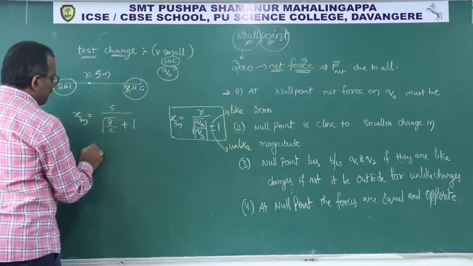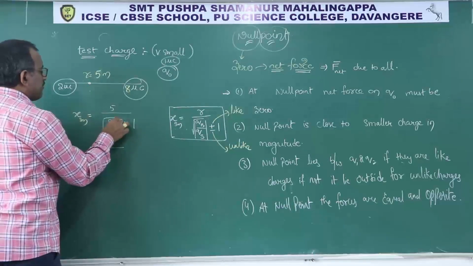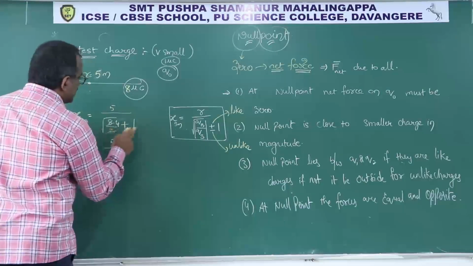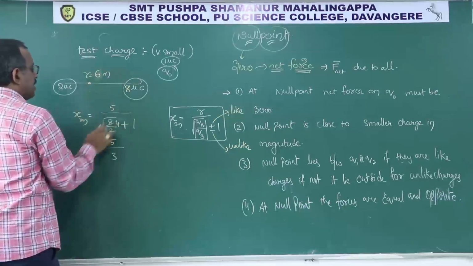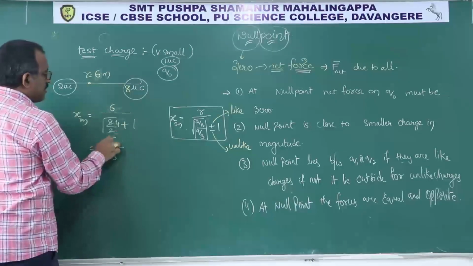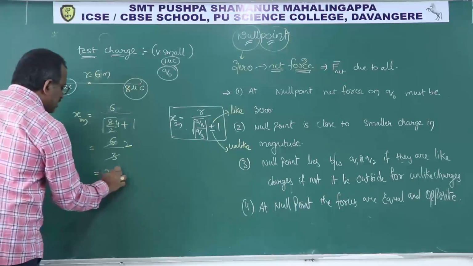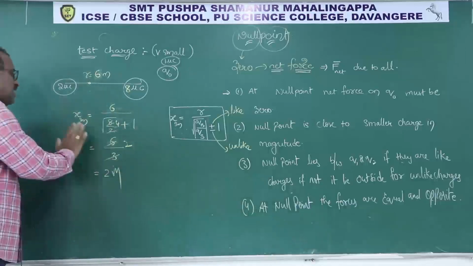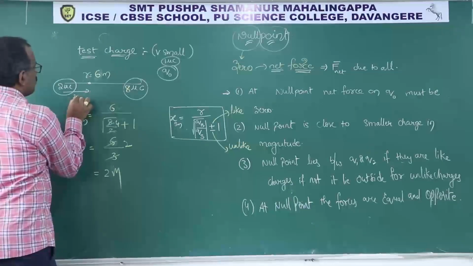Now see here. 5 by this will become 4. Under root 4 is what? 2. 2 plus 1, 3. Take it as 6 for your better understanding. Then 6 by 3, that will be 2. So x smaller is 2 meters. Now you see, as of now, we got the answer as x smaller 2 meters, means from the smaller charge the distance is 2 meters.